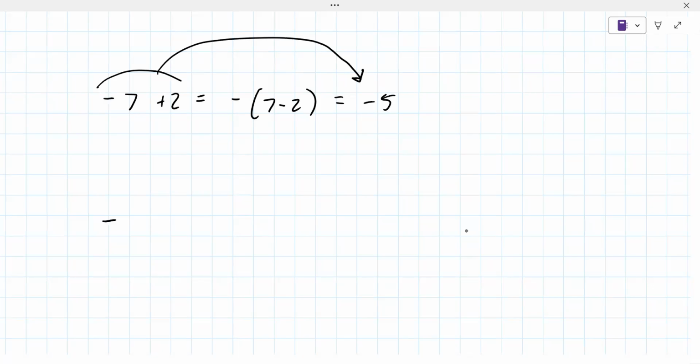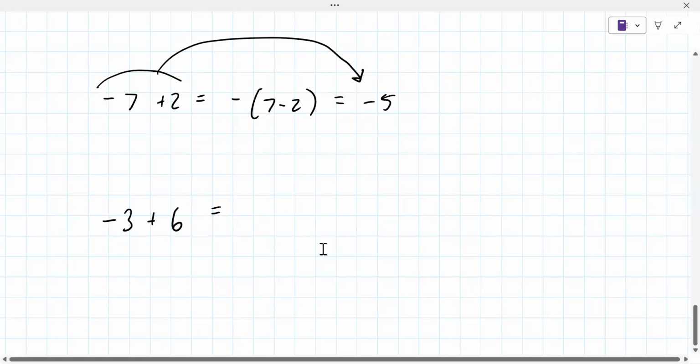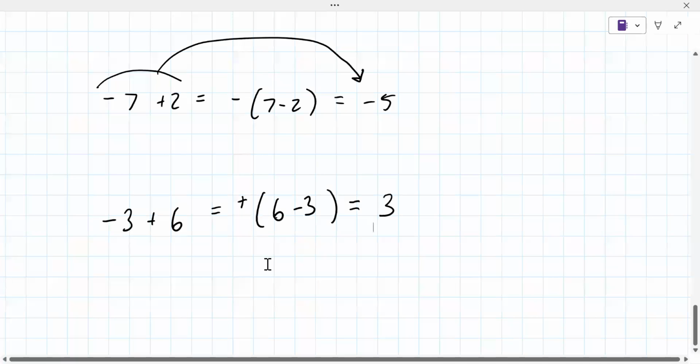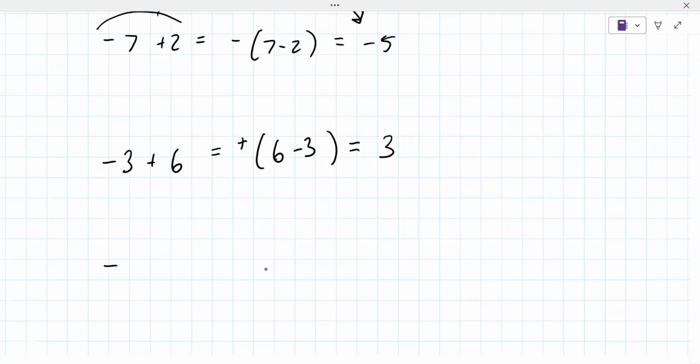Let's try another one here. -3 plus 6. First of all, are these the same sign or opposite sign? Opposite. So which is the answer, positive or negative, and why? Positive because 6 is further from 0. Okay, and then you take the larger and subtract the smaller. So 6 minus 3, just 3. Yes. Good.